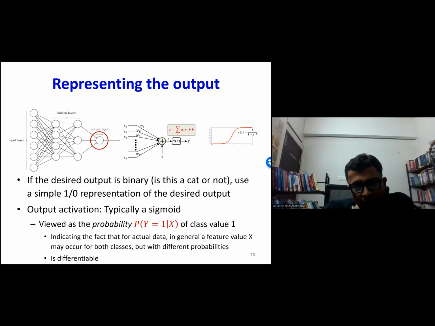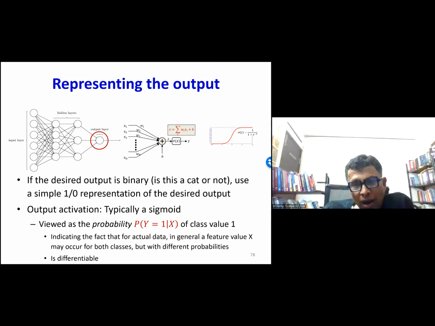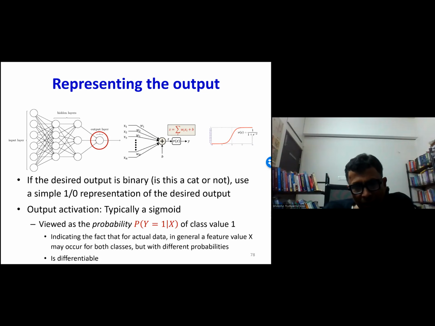The reason we will have a sigmoid is that, as we mentioned earlier, we want our activations to be differentiable, and the threshold function is not differentiable. So this activation will be a sigmoid, and the output of the sigmoid, as we saw in the last class, can be viewed as the probability of the class being 1 for any given input.